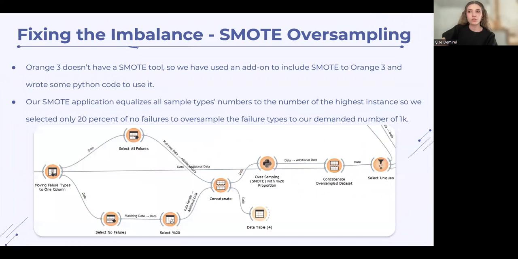In our SMOTE application, we took the highest instance as a reference and equalized the number of minority classes. So we selected only 20% of no failures to oversample, and our demanded number was 1K.